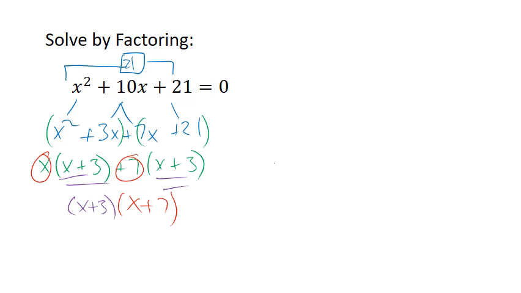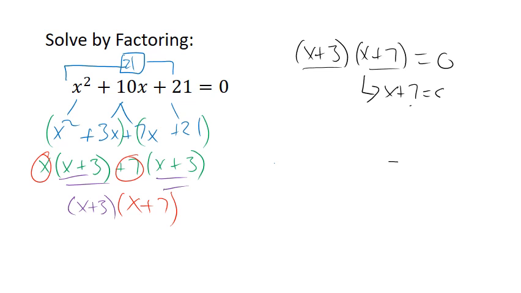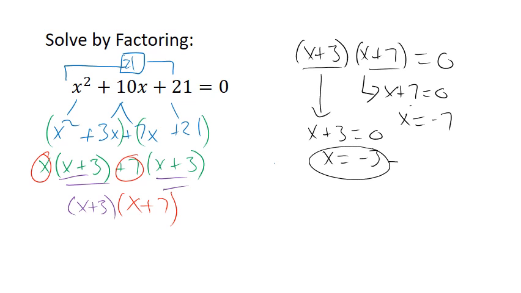Now that I've got it factored, I'm looking at factored form. X plus 3 times x plus 7 equals 0. Since I have two things multiplied together that equals 0, one of them has to be 0. So I now have x plus 7 equals 0, which means x is negative 7. Or I have x plus 3 equals 0, which means x is negative 3. So there's my two solutions, negative 3 and negative 7.